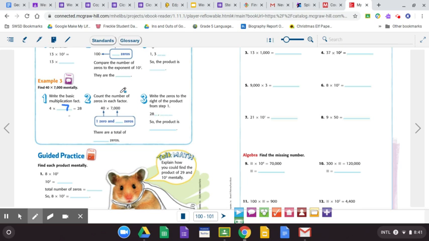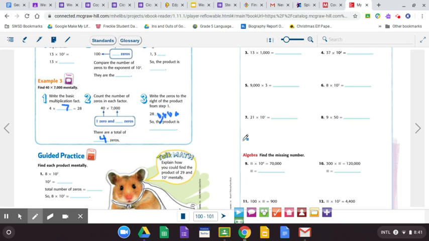Then you're going to count the number of zeros in each factor. There's 1 zero here, and there's 3 zeros here, so we have a total of 4 zeros. So we have 28, because 4 times 7 is 28, and that goes in the front. And then we have 4 zeros on the end. Then we put in our comma: 1, 2, 3, comma. So we have 280,000. That would be our answer for 40 times 7,000.